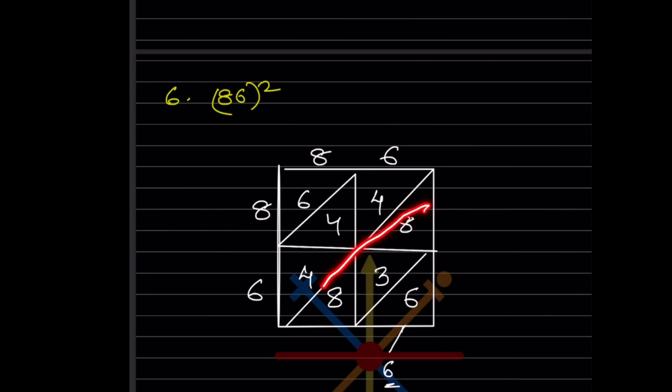Now we will go for this diagonal. So when you add this, that is going to be 19. So you will write here 19. Now we will go for this one. So when you add this one, that is going to be 12. So you will write here 12. Now for this diagonal, this is alone. So you will just write 6.